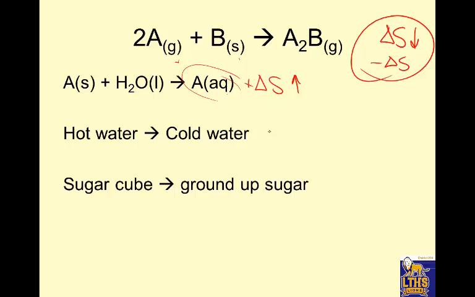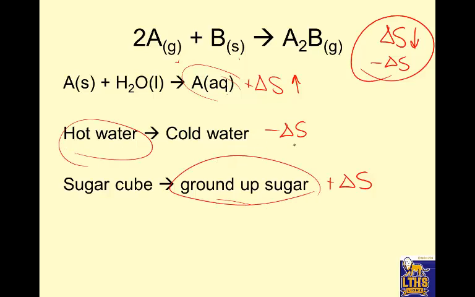Hot water to cold water is a negative delta S because the temperature goes down. That's a decrease in randomness. Sugar cubes to ground up sugar is an increase, a positive change in entropy. Entropy is disorder. This is more random, so if it goes this way, it's a negative delta S. This is more random, so this way is a positive delta S.